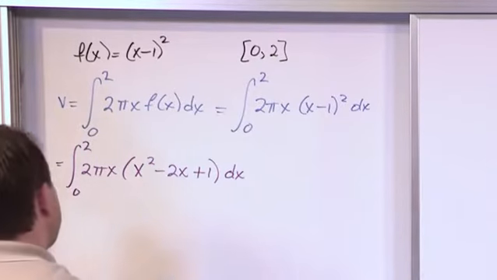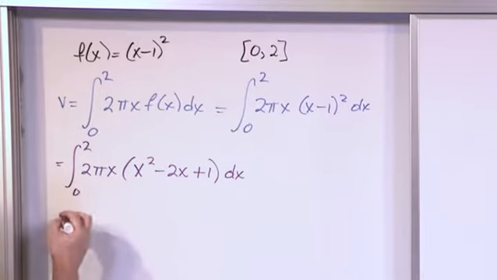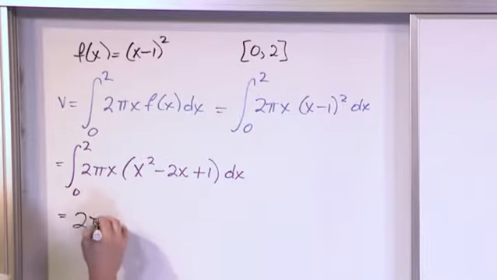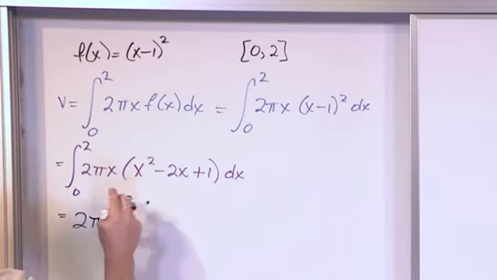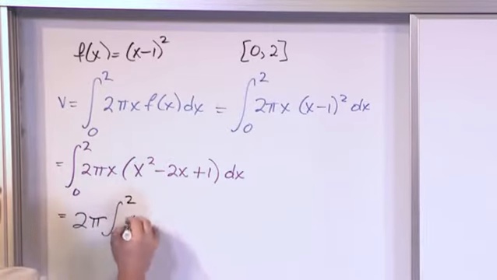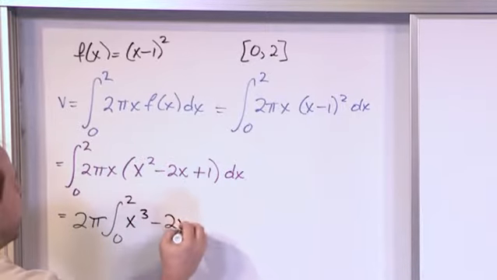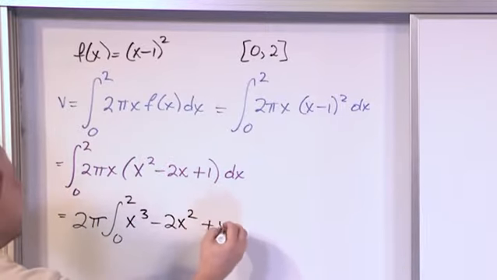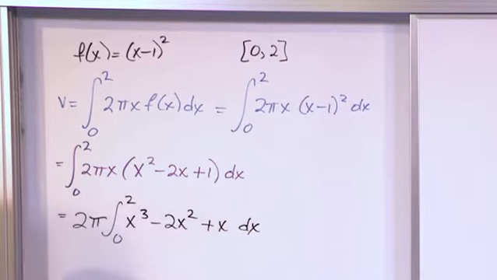And so, let's go ahead and pull the 2 pi outside the integral. 2 pi, integral, 0 to 2. And let's distribute this x in. So we'll have x cubed minus 2x squared plus x dx. And that is what we have to integrate.